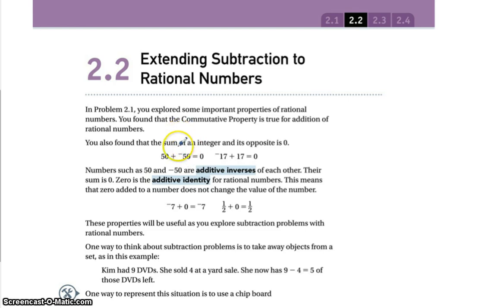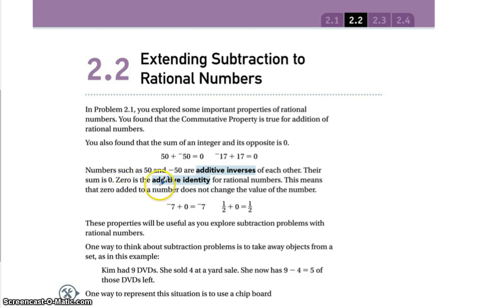of all rational numbers. And we also found that the sum of an integer and its opposite is equal to 0. So 50 and negative 50 would equal 0 when I add them, and negative 17 plus positive 17 would also equal 0. The numbers like 50 and negative 50 are called additive inverses, and you have heard that term a couple of times in class lately. But that just means that when you add them together, you would get a 0.